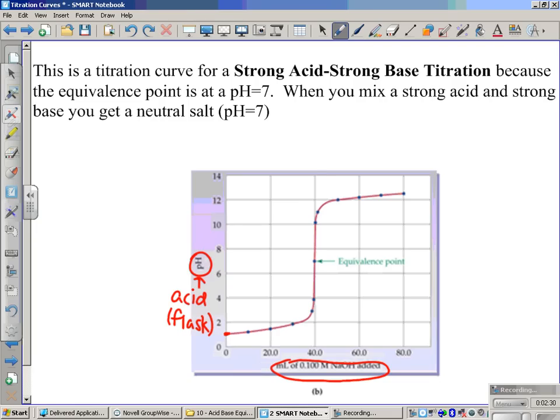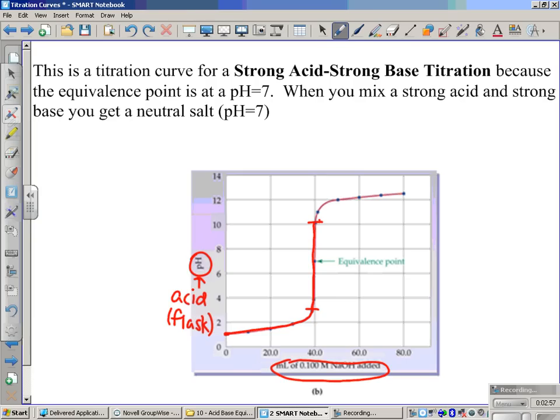As you add the base, you see that it slowly starts to go up a little, and then boom, all of a sudden it hits this point, and within hardly any volume at all, that one drop that we've seen so many times, it jumps. This one goes from a pH of about 3, all the way up to a pH of 10 instantly, okay, literally with one drop. And that will happen with every titration curve. You will have that huge jump.